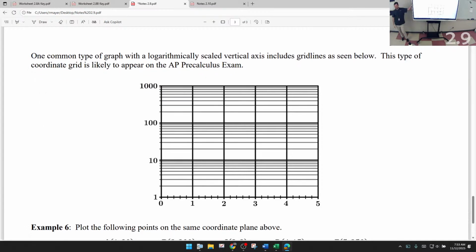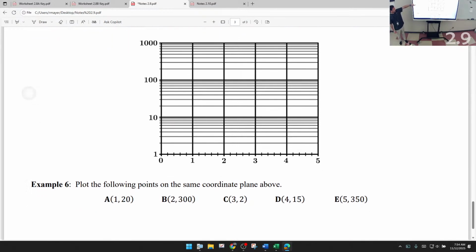This is called a logarithmic scaled graph. You're used to seeing rectangular. Every line represents 1 or 2 or 4 or 10. One common type of graph with a logarithmically scaled vertical axis includes grid lines seen below. The type of coordinate grid is likely to appear on the AP pre-cal exam. It's not likely, it will appear. I don't know why they say likely. I guess because it gets them out of maybe if they don't do it.